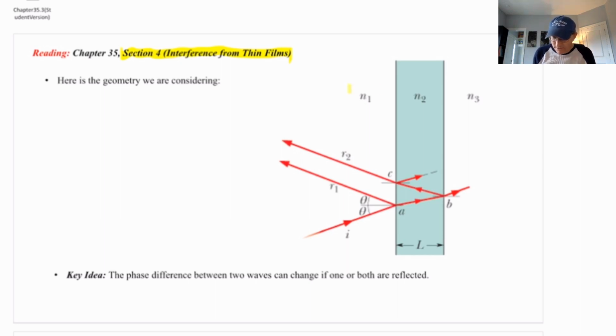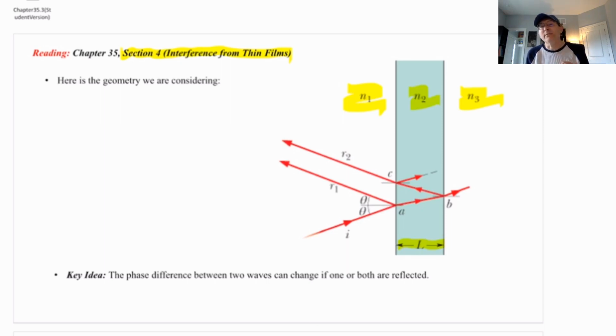We've got some material to the left of our film, and that material has index of refraction N1. We've got some material to the right of our film with index of refraction N3. And then the film itself is represented in the middle here. It's got some index of refraction N2 and some width or length, whichever word you wish to use, L.